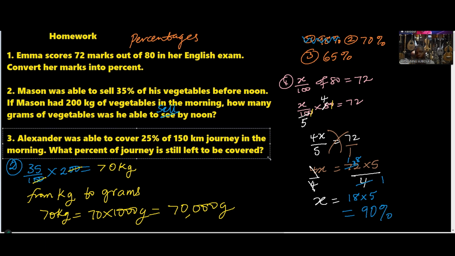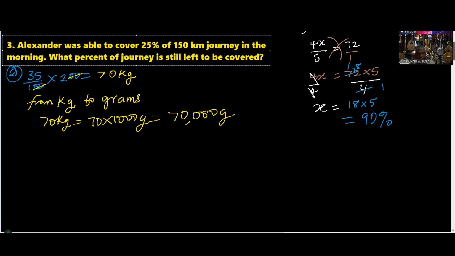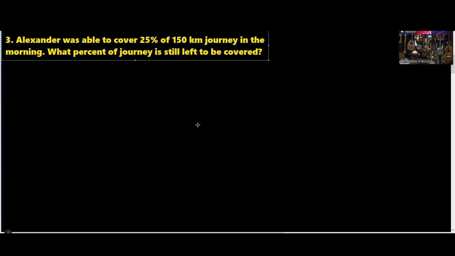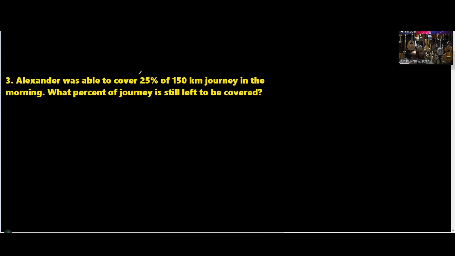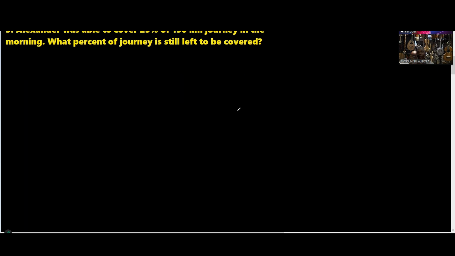Let's look at the third one. Alexander was able to cover 25% of a 150-kilometer journey in the morning. What percent of the journey is still left to be covered? That's just simple. Let me check your answer again. You had 65%, and that shouldn't be correct. Why? You didn't do your subtraction very well.